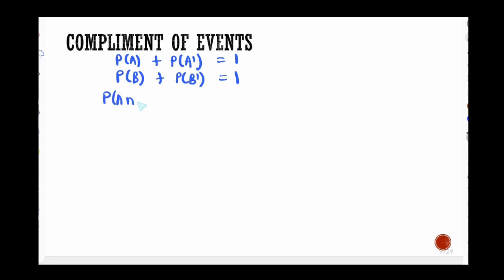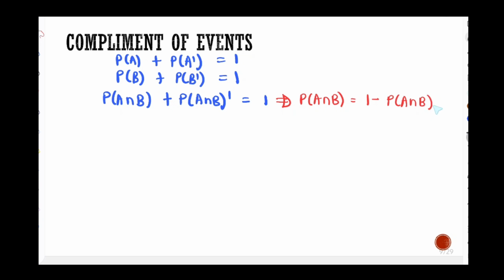Probability of A intersection B plus probability of A intersection B complement is also equal to 1. Therefore, from this formula, we can see that probability of A intersection B is equal to 1 minus probability of A intersection B complement. Note that the complement is outside the brackets, it's not inside. We shall look at the case where it's inside.